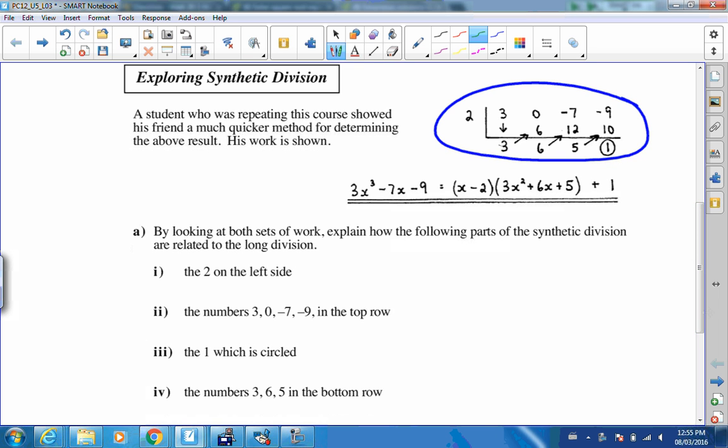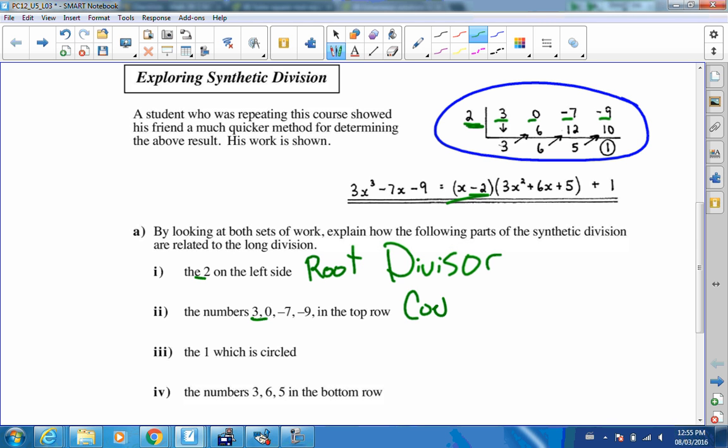in general, this 2 on the left side is like that. This 3, 0, negative 7, 9, so this is the root of the divisor. There we go. That's the divisor, the thing you're dividing by. And it's the root, it's the 0 of that factor. These numbers are the coefficients of the original polynomial.